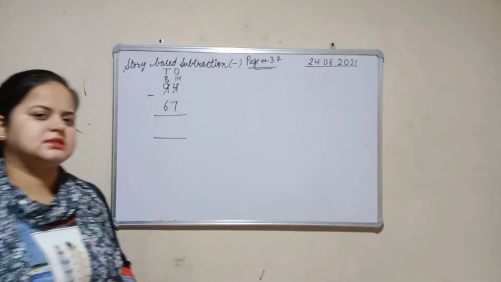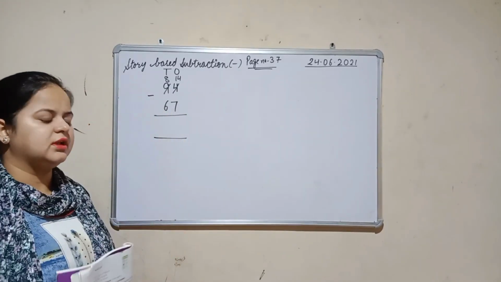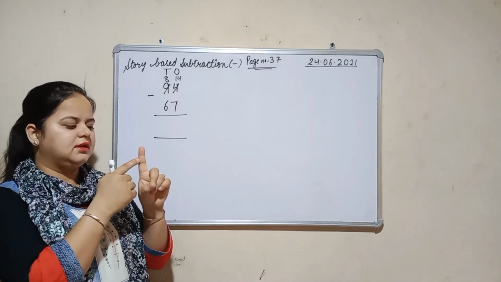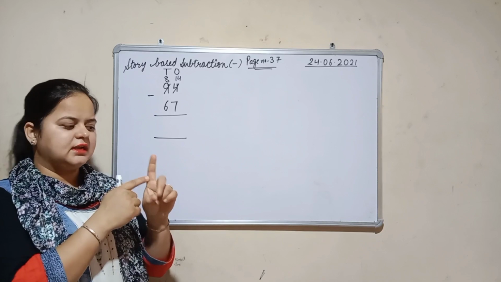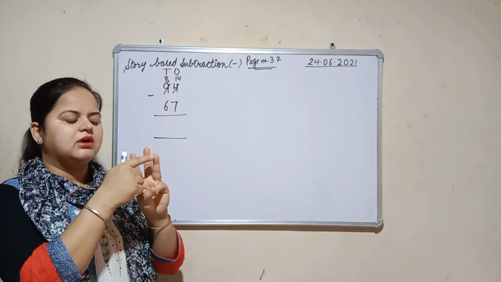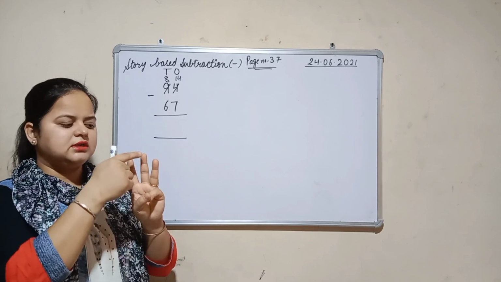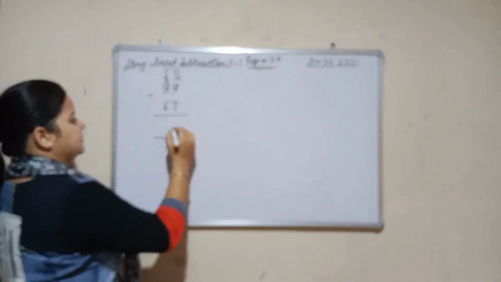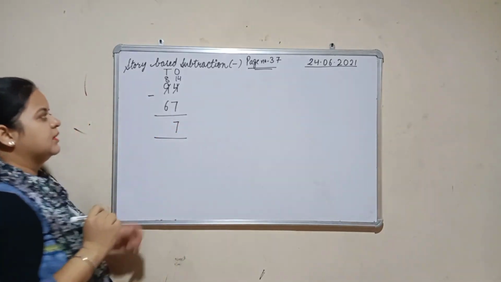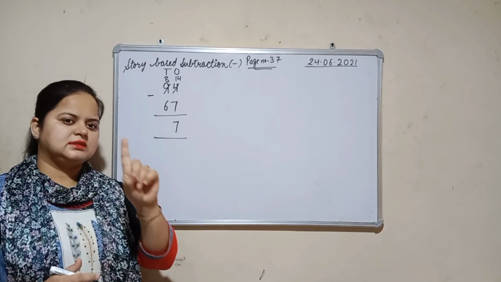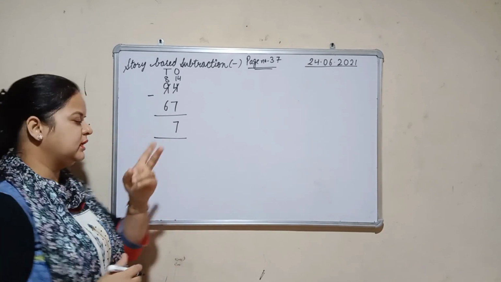So we will subtract it now. 14 minus 7. Start counting from the next number after 7: 8, 9, 10, 11, 12, 13, 14. 1, 2, 3, 4, 5, 6, 7. So 7. 8 minus 6: 6, 7, 8. Only 2.